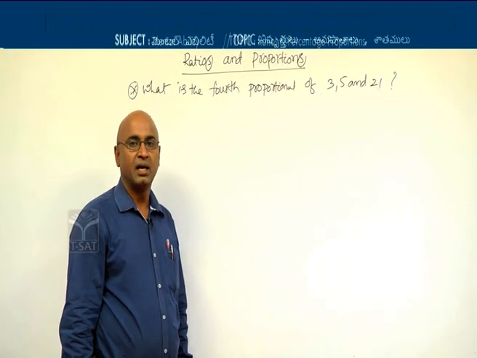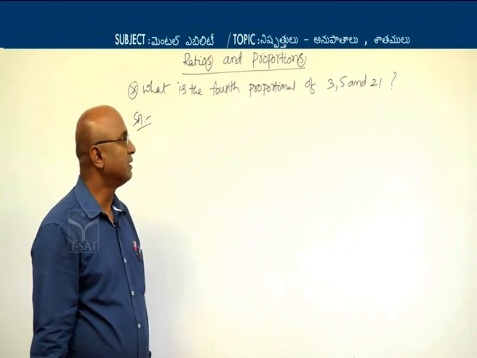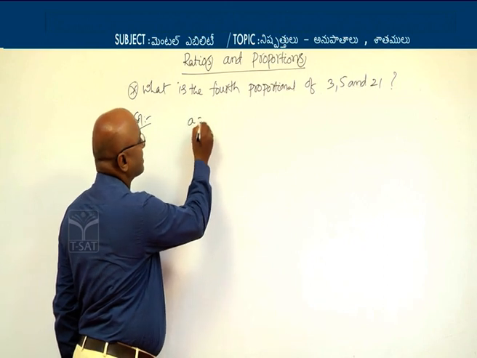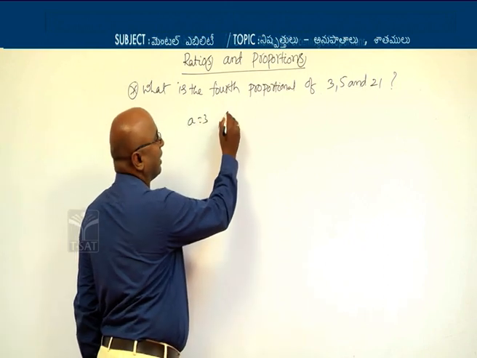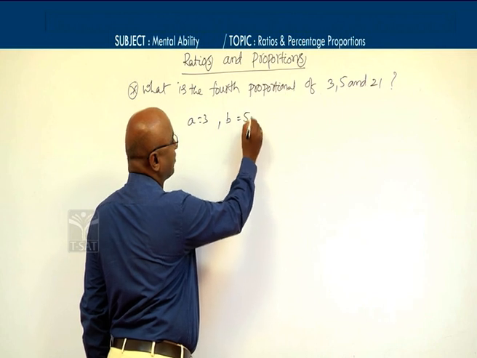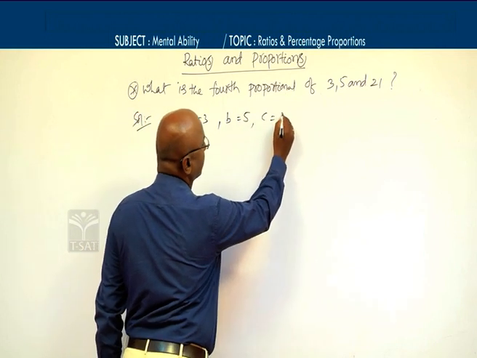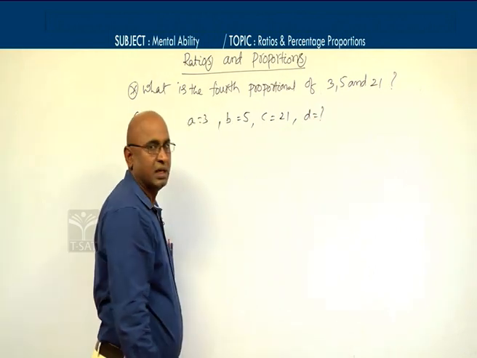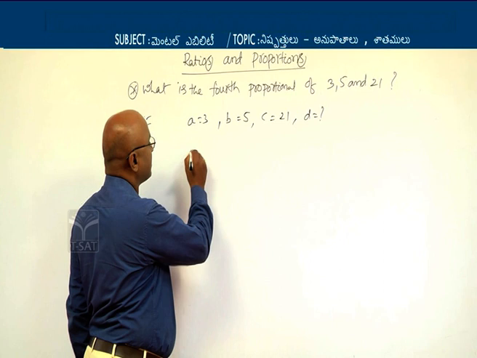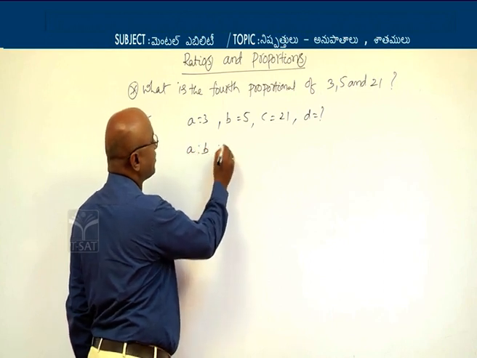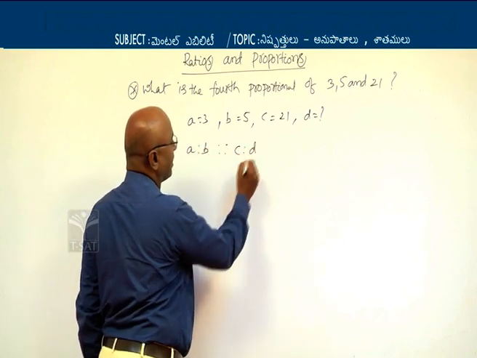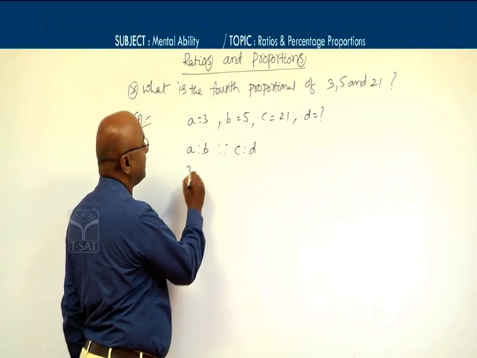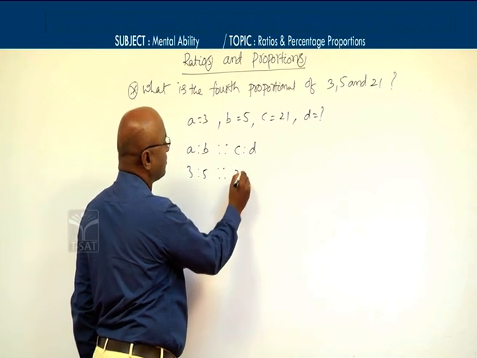The first problem is, what is the fourth proportional of 3, 5 and 21? Here 3 is called the first proportional, 5 is called the second proportional, and 21 is known as the third proportional. And what is the fourth proportional? D. If four quantities are in proportion, then we know that A is to B as C is to D, then the product of means is equal to the product of extremes. Here 3 is to 5 as 21 is to D.